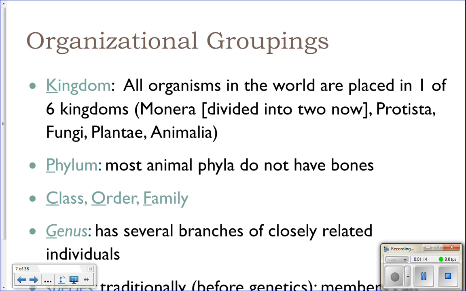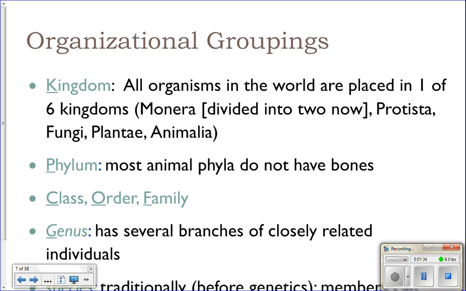And same with plants, all the different kinds of plants are in the plant kingdom. So it's very, very broad. We start off very broad, very general, and then we move to more and more specific categories. So we get down to the genus and then to the species, which refers to only one single type of animal. So kingdom, very broad.